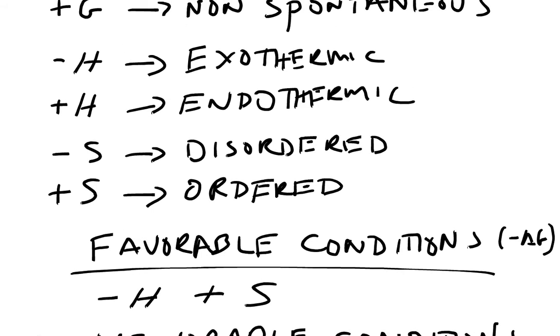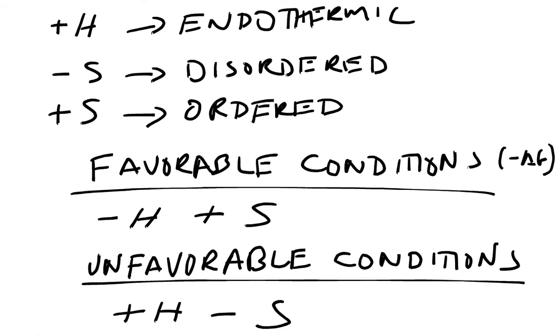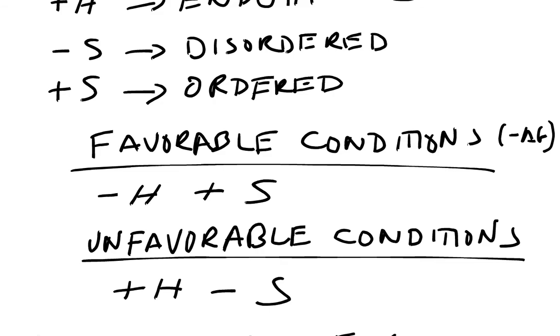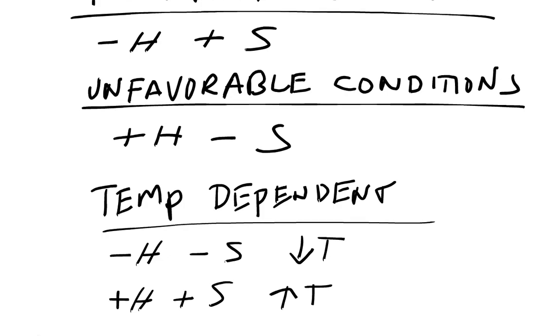When we're talking about a favorable condition, which means a negative delta G, we have a negative H and a positive S. Unfavorable conditions are a positive H and a negative S. And temperature-dependent conditions are when we have both negative H and S, or both positive H and S. If we have both negative H and S, favorable conditions would be a low temperature. If we have both positive H and S, that means we need to have a high temperature.